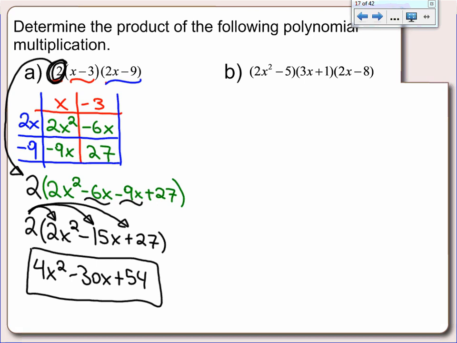If you look at B, B is a little trickier because we actually have 3 binomials. To handle 3 binomials, what we want to do is multiply the first 2 binomials together, and then multiply whatever our answer is by the third binomial. So let's do that. We're going to take this first one. We're going to write it on the top of our little square.